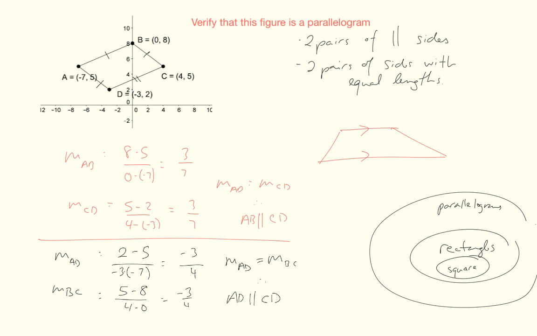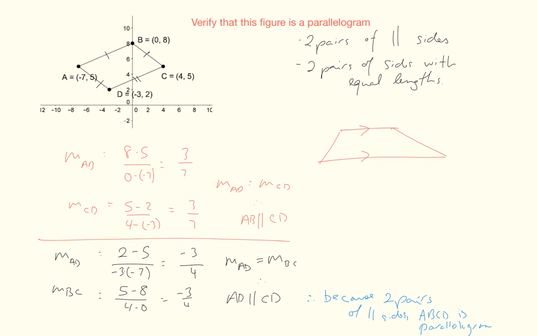Have I done enough? Have I proven that this is a parallelogram? I think proving that 2 pairs of parallel sides exist is proof enough for a parallelogram. So I would make one final statement and say, therefore, because we have two pairs of parallel sides, A, B, C, D is a parallelogram. So that's one way that I could show that this is a parallelogram.